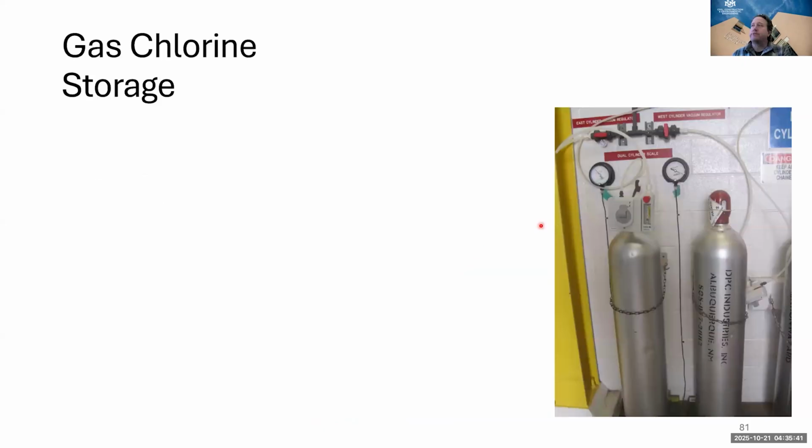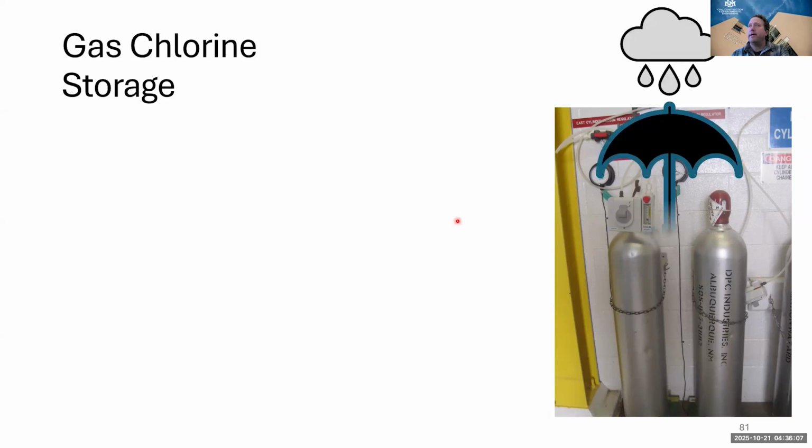So gas chlorine storage, cylinders should be stored upright. Okay, and they should be chained about 2/3 to 3/4 of the way up. This one might be chained a little bit low, so if it's chained low, it'll be top heavy, and so it can topple out of that chain. If it's chained too high, then it can slide out, and so we want to make sure it's chained about 2/3 of the way up.